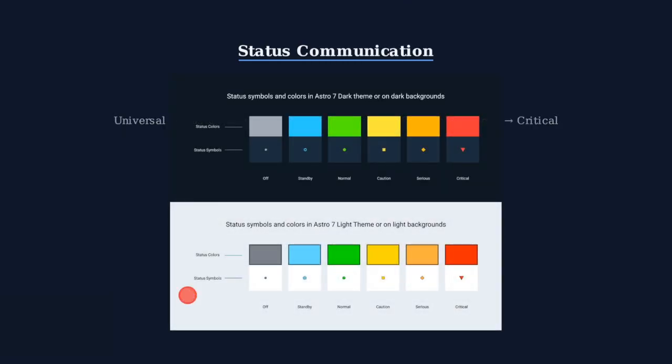Status communication uses colors to instantly convey meaning. Red universally signals errors or danger. Green indicates success or safety, and yellow warns of caution. This color language is so ingrained that we understand it without thinking.